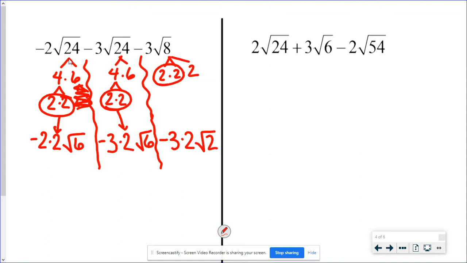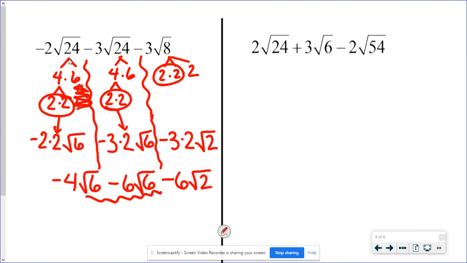So simplifying each part here, I've got a -4 rad 6 minus 6 rad 6 minus 6 rad 2. Now I said we can only combine them if they match. These match because they're both rad 6s. So I have -4 of those rad 6s, and -6 of those rad 6s would give me -10 of those rad 6s, minus 6 rad 2. They just stay like that. They don't combine. They can't do anything else with it. We actually have had problems that look like this at the end already when we were doing distribution. You just weren't looking to combine them at that point.